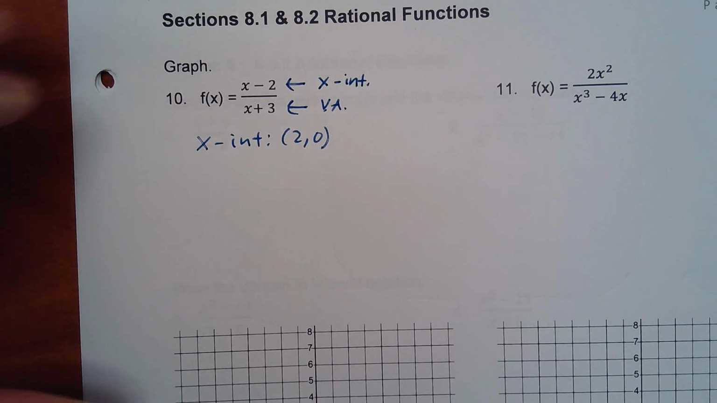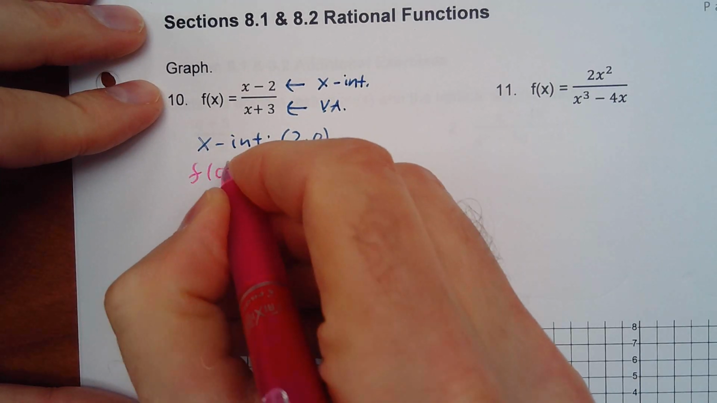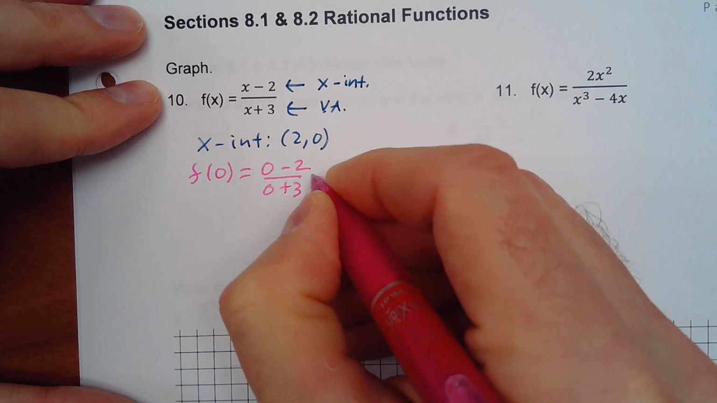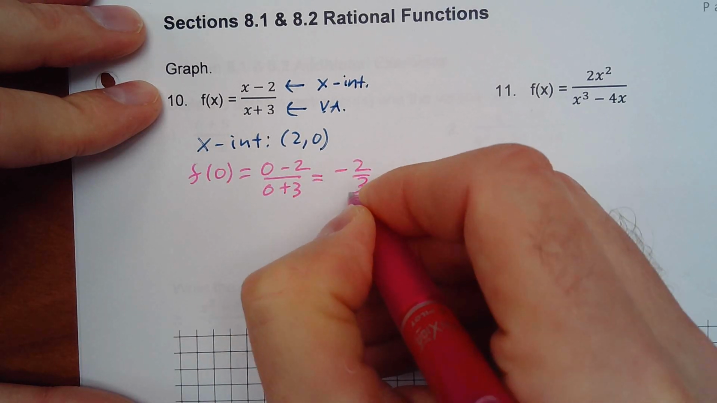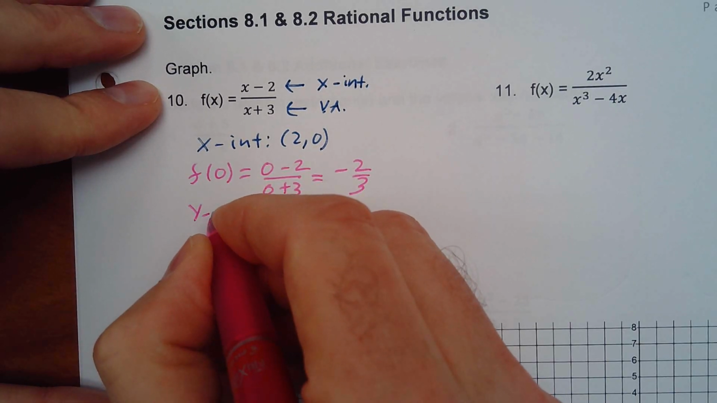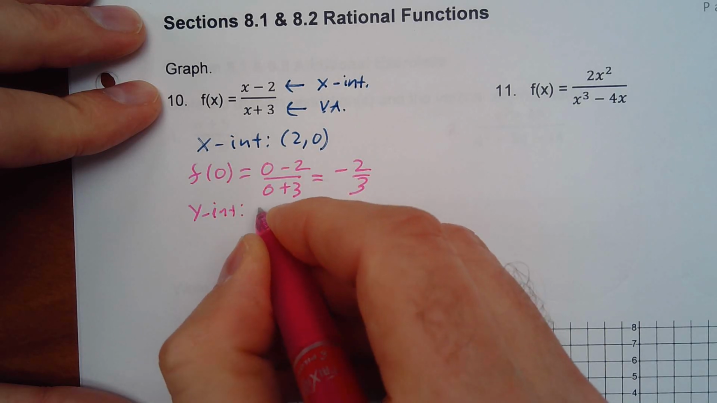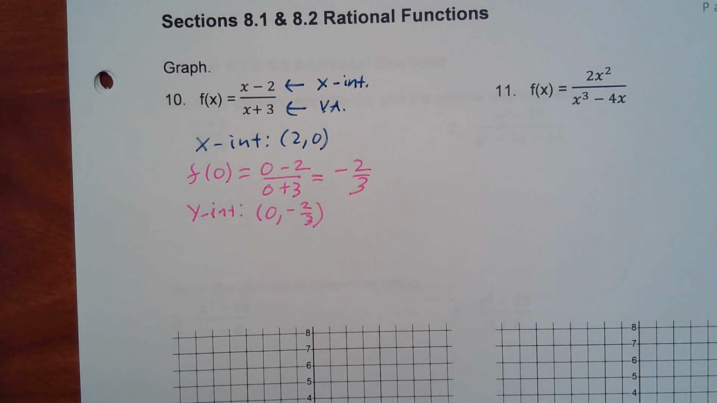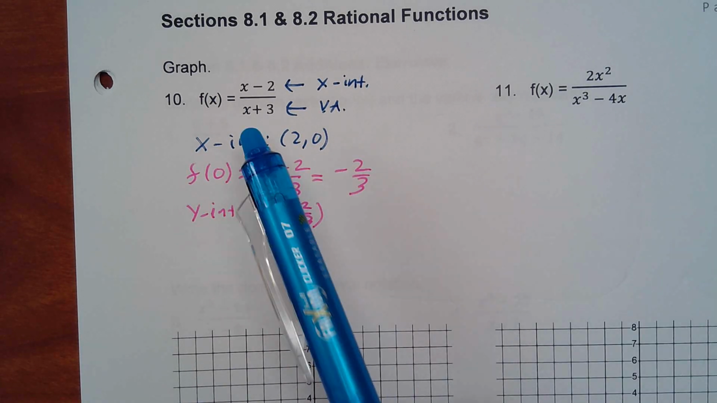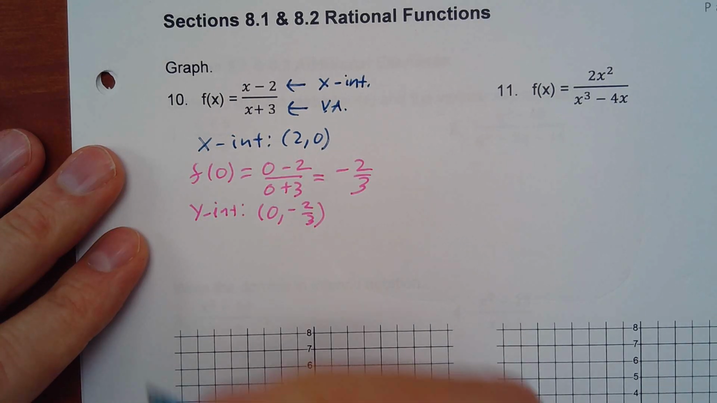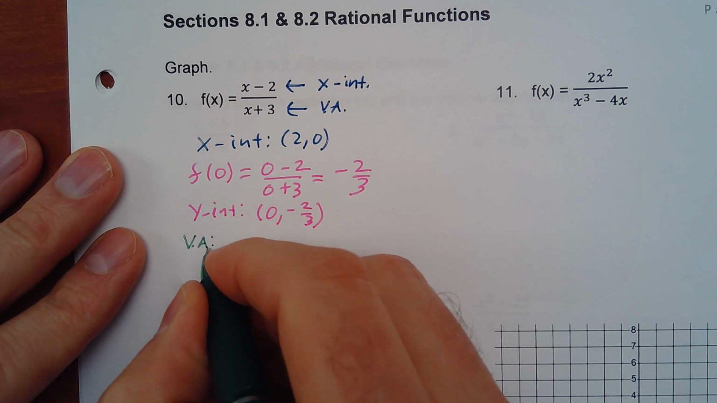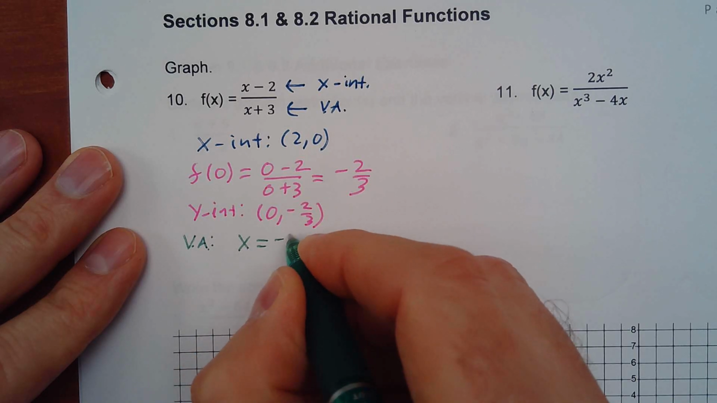To find my y-intercept, I'm going to have to evaluate f of 0. 0 minus 2 over 0 plus 3. That'll equal negative 2/3. So my y-intercept is 0 comma negative 2/3. Okay, next we want to get the vertical asymptote. Remember that comes from the denominator. So that's going to give me x equals negative 3.